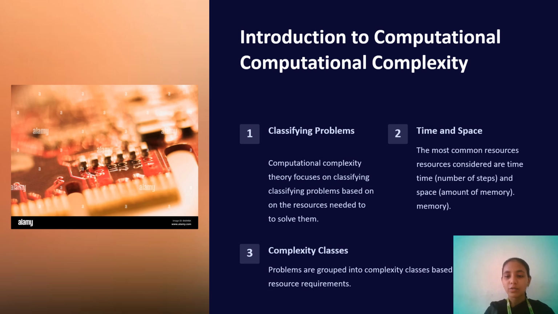The most common resources considered are time, meaning the number of steps, and space, meaning the amount of memory. In Cook's theorem, we consider time and space complexity. Time complexity is based upon the number of steps, and space complexity is based upon the amount of memory. Third one is complexity classes. Problems are grouped into complexity classes based on resource requirements.